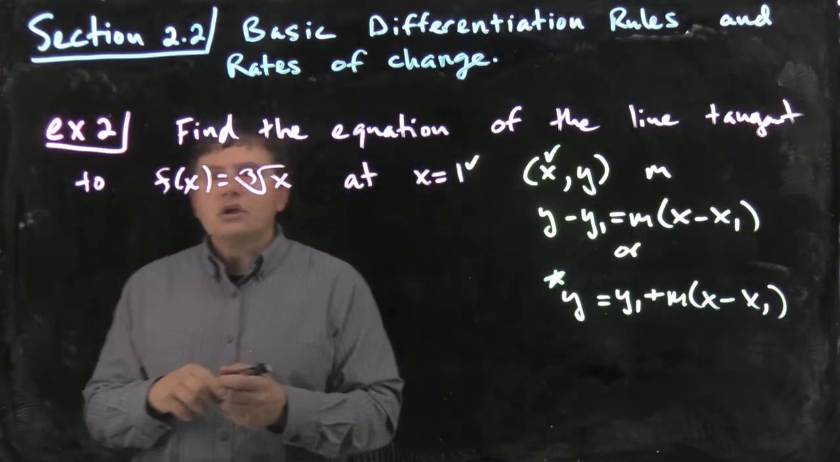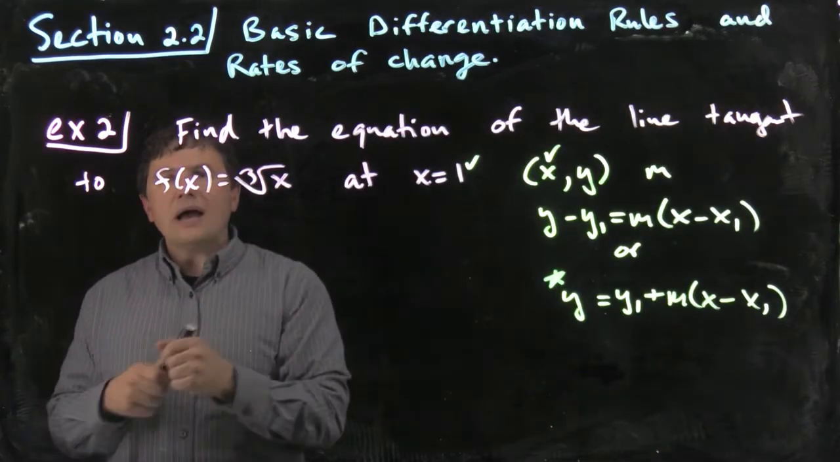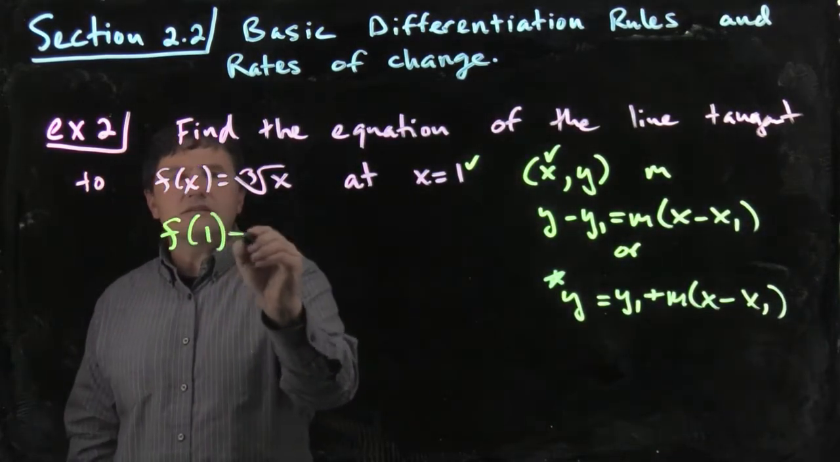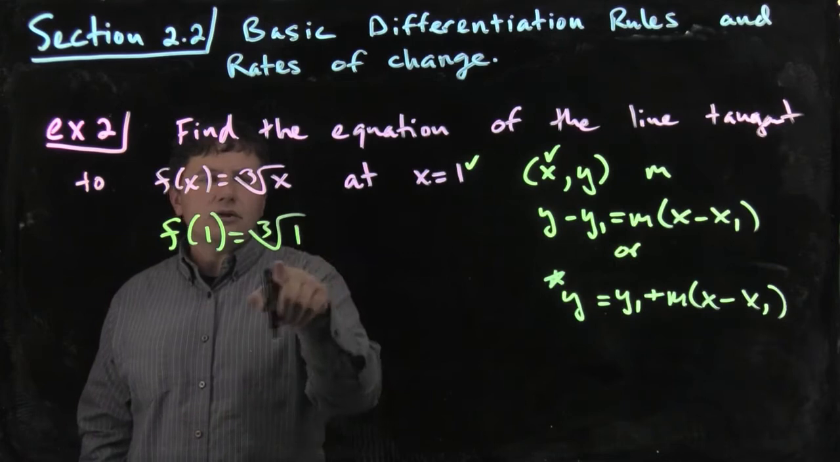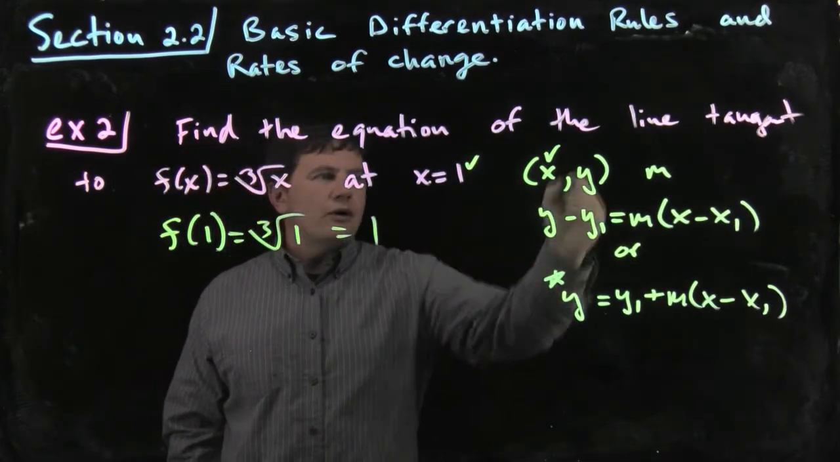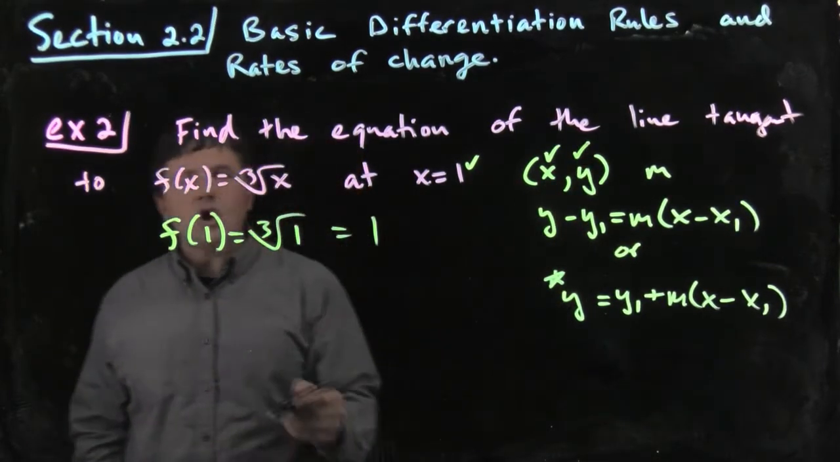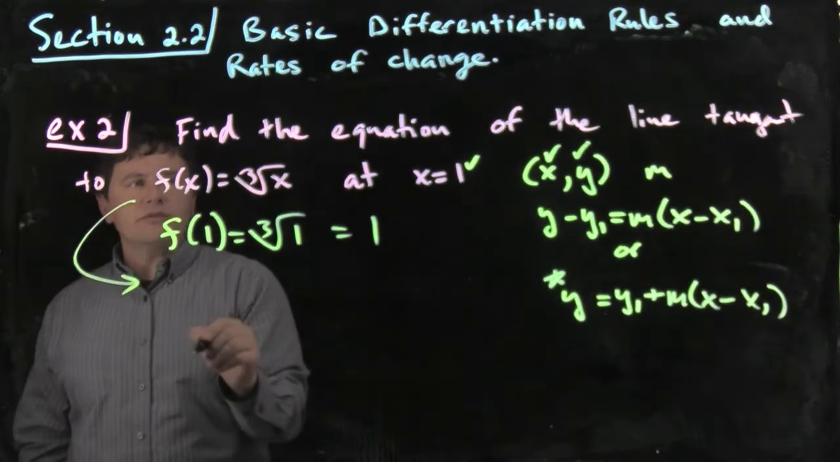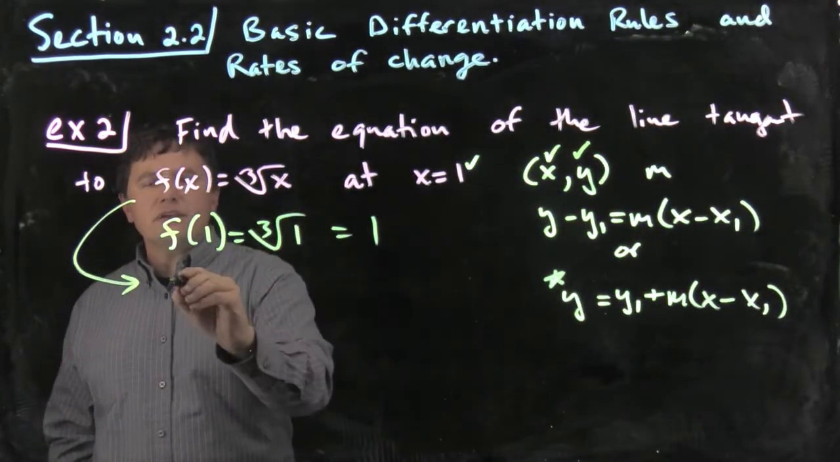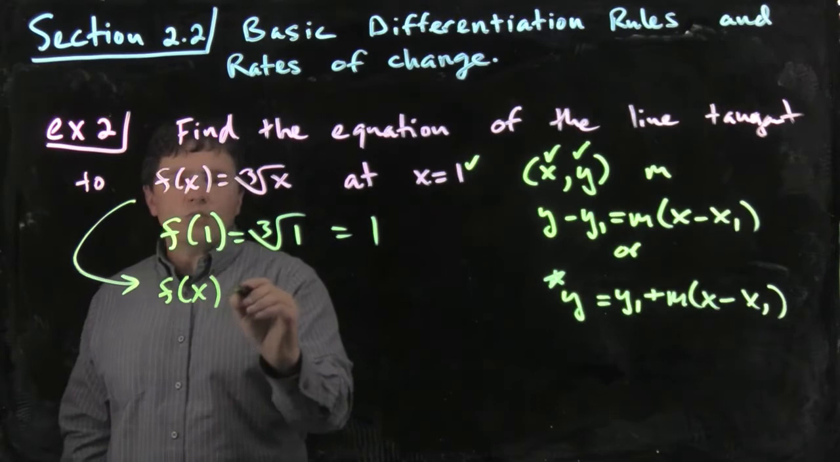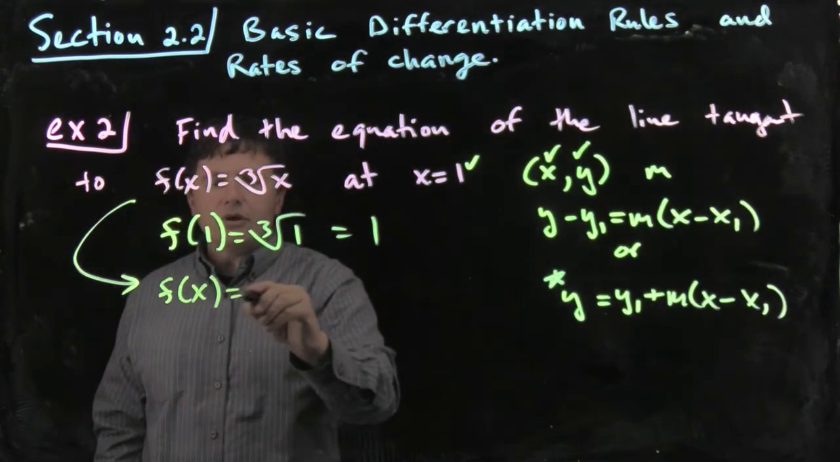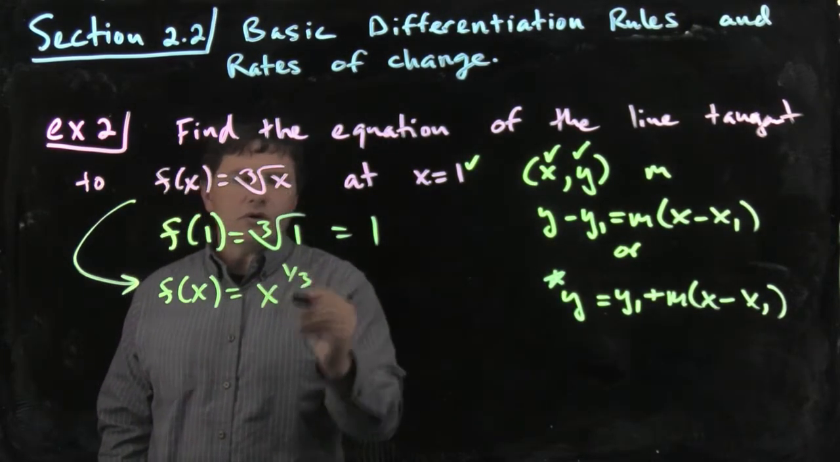All right, so let's get the y first. We're just going to plug 1 into this. Now this is a no-brainer. The cube root of 1 is 1. So now I have the y. Now to get the slope, we need to take the derivative. Before I can take the derivative of this, I need to write it in the form x to the nth. So we'll call this x to the 1/3.